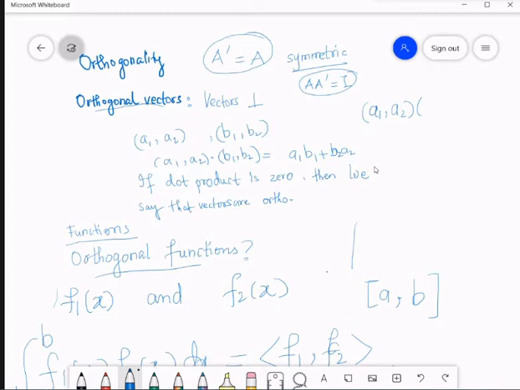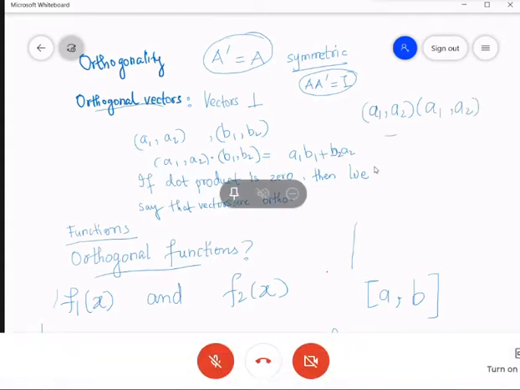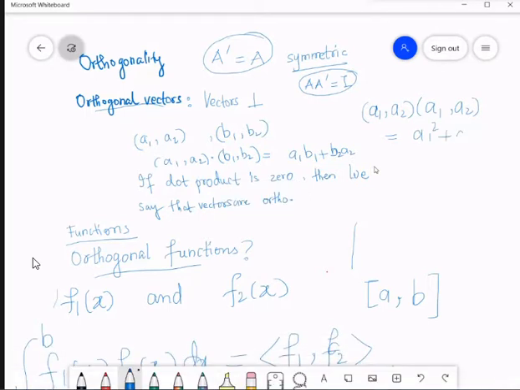If you see where we left off, if I take the dot product of a vector with itself, A1, A2, what is this equal to? A1 square plus A2 square. Do you know what this actually represents? This is nothing but the mod of (A1, A2), the length of the vector. This represents the length of this particular vector squared. So this is what we already know.